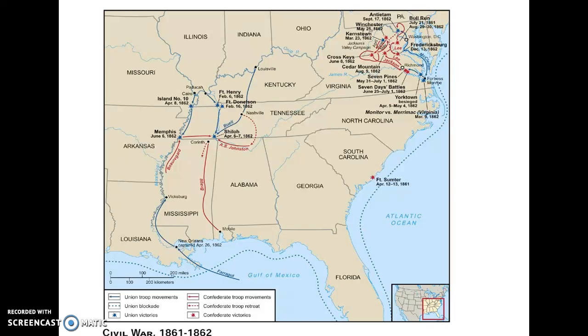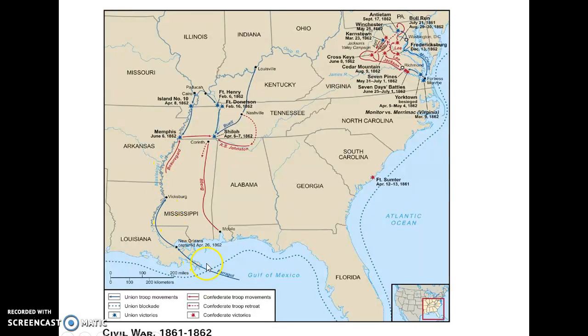So if you look at this map, this shows you some of the battles in the first 2 years of the war, from 1861 to 1862. And so what we'll normally see is the Union represented in blue and the Confederacy represented in red. And so you can see two main theaters of battle. You see one out here to the west, all along the Mississippi River.